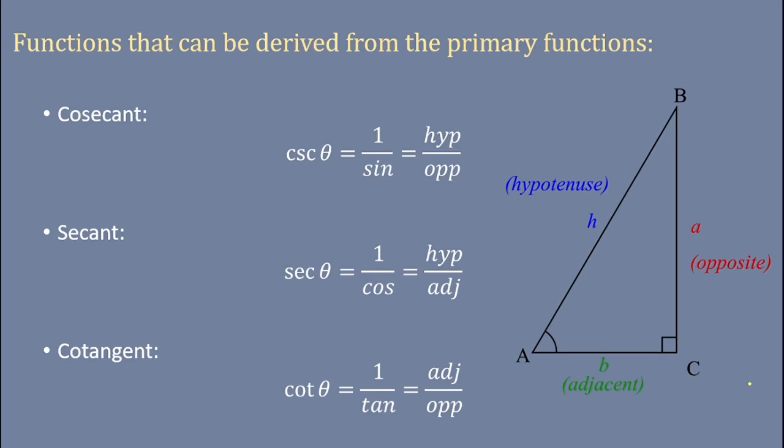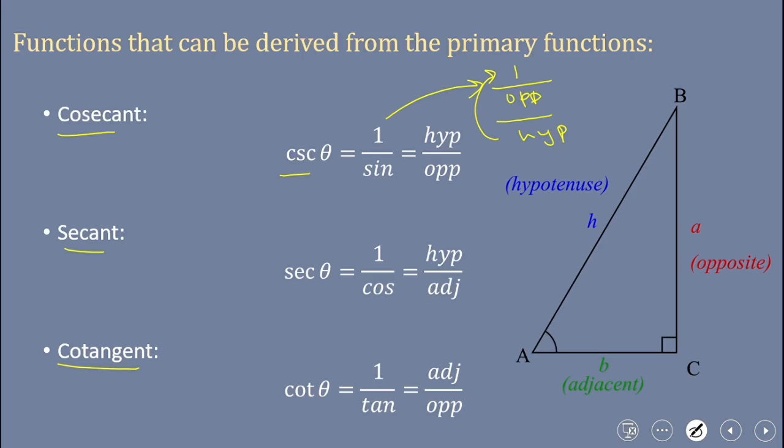Next, we have the 3 trigonometric functions that are derived from the primary functions. First of all is cosecant, second, secant, and finally the cotangent. So cosecant is basically the reciprocal of sine, which will equal the hypotenuse over the opposite. How did we get that? Simply 1 over sine is 1 over opposite over hypotenuse, and by simplifying this fraction, we get the hypotenuse over the opposite.